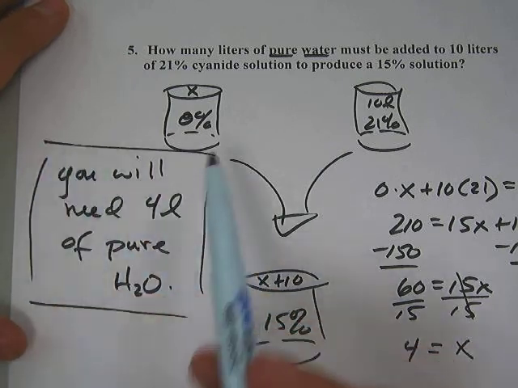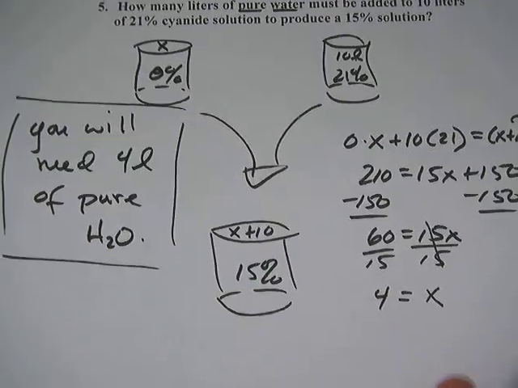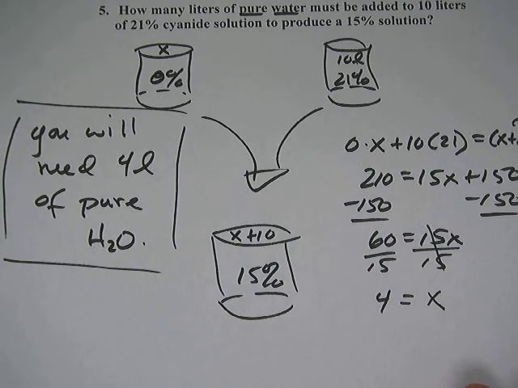Well, that 4 is how much of the water. So how many liters of pure water? You will need 4 liters of pure H2O. And there you go. That's how you go about solving solution problems.